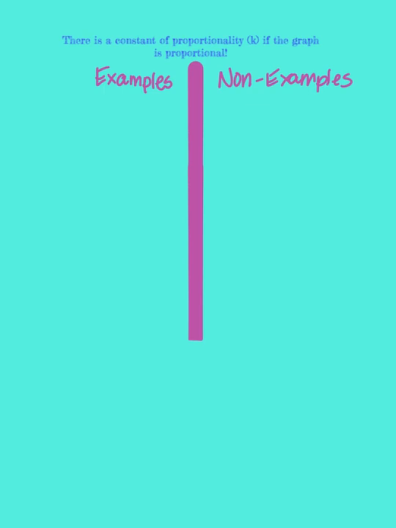We're going to talk about how to tell if a graph is proportional or not. So again, it's going to have a constant of proportionality, k, if it's proportional. Otherwise, there is no k. So some examples and non-examples.